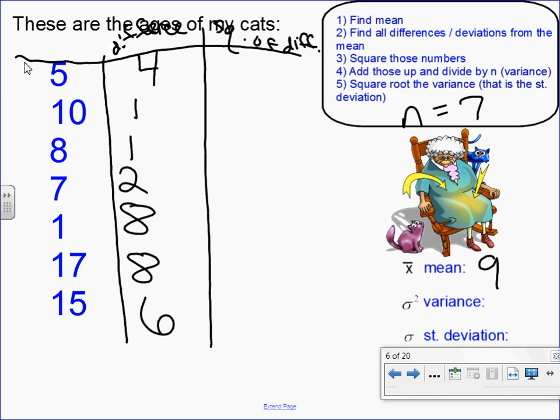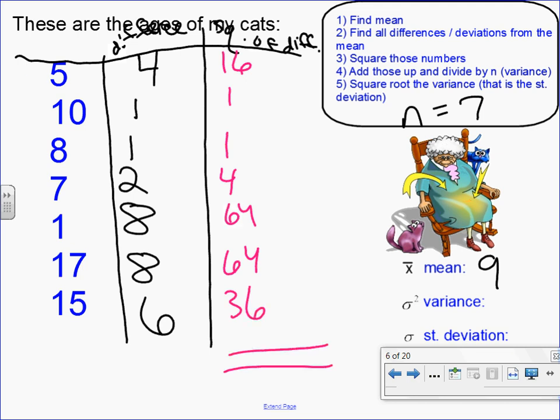I don't need to average that column. What I need to do is square those numbers. So to get your third column, go ahead and square all the numbers in your second column. So 16, 1, 1, 4, 64, 64, and 36. That's the column we're going to want to go ahead and average. And when we find that number, it will be our variance. Okay? Again, click pause at any time if I'm just going too fast for you, okay?